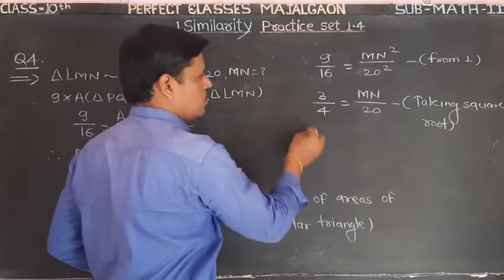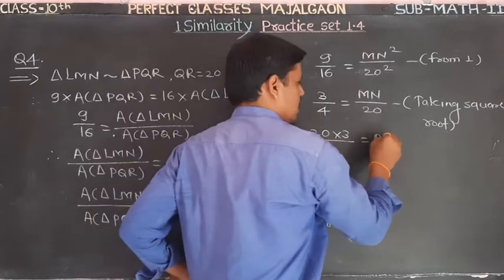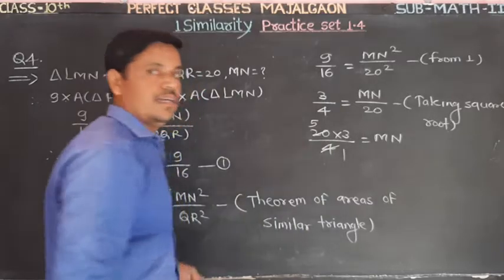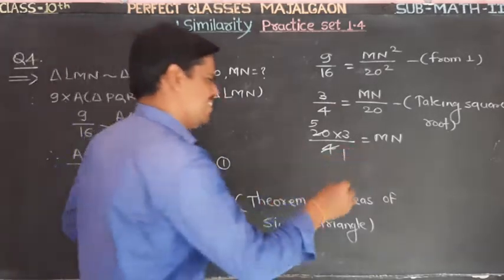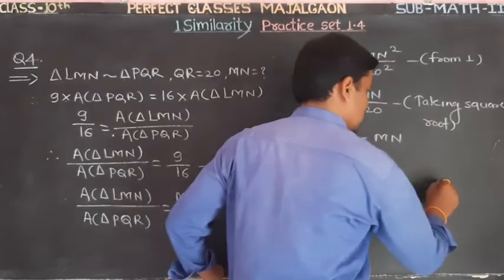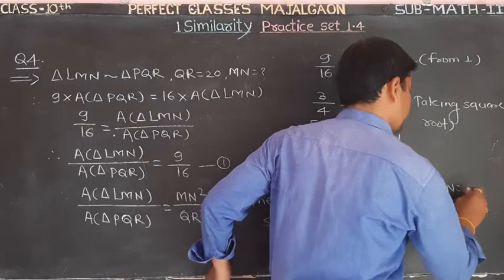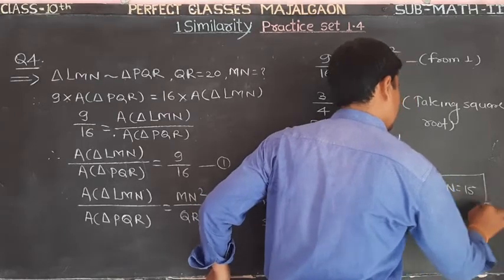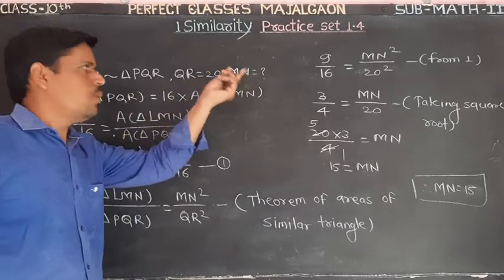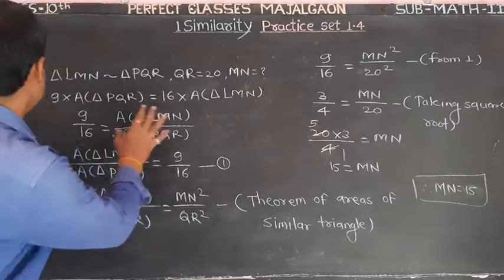Now take this 20 to the left. 20 into 3 upon 4 equals MN. 4 ones are 4, 4 fives are 20. And what is the product of 5 and 3? Yes, the product is 15. Therefore, we get the value of MN is 15. They ask what is the length or value of MN. We find the value of MN. MN is 15. This is question number 4.